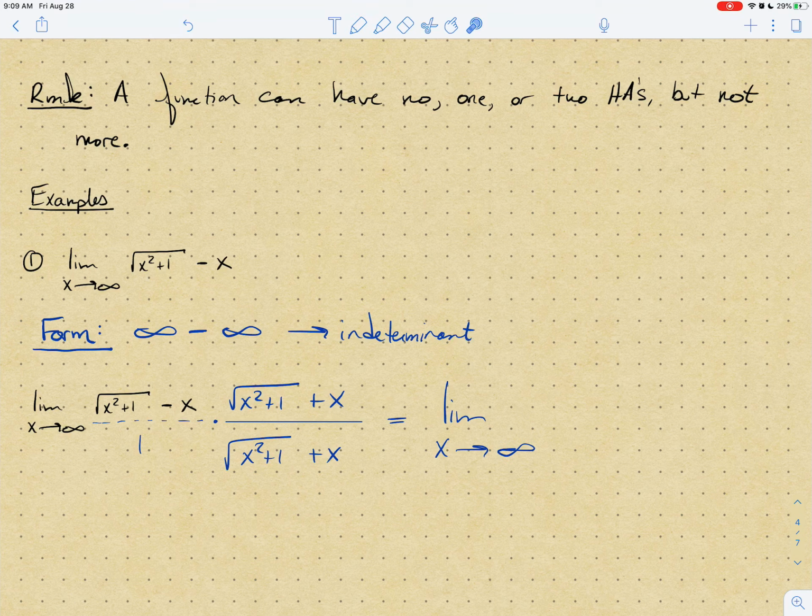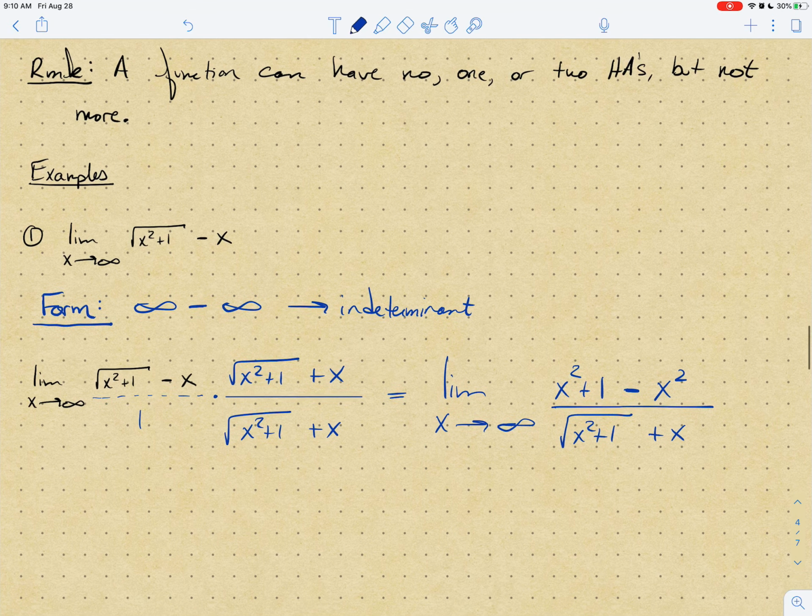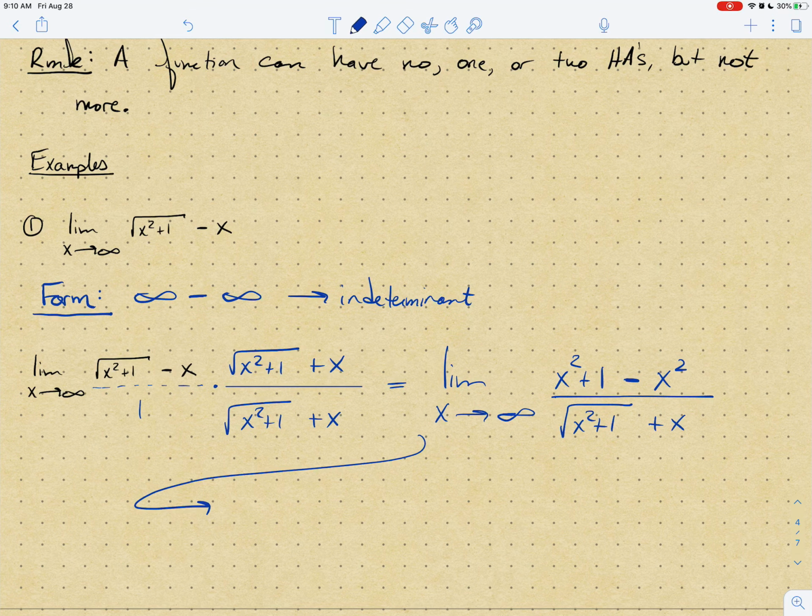And I'm not going to FOIL this out. This is a difference of squares now. So I know that I'm just going to take this part and square it. So the square root's gone. So x squared plus 1. And then I subtract this part, squared. So I get a minus x squared. That's great news because I'm going to be able to cancel some stuff. I get an x squared plus 1 plus x downstairs. Cancel this. Let's go over here. So we get the limit as x goes to infinity of 1 over radical x squared plus 1 plus x.